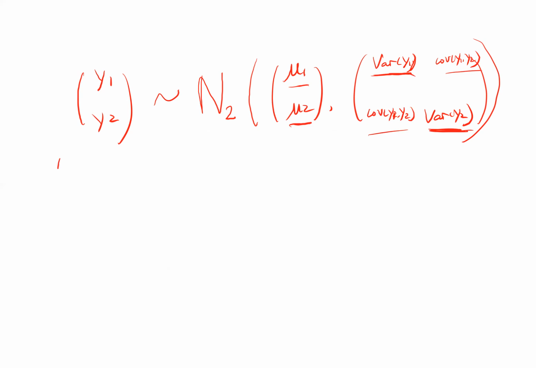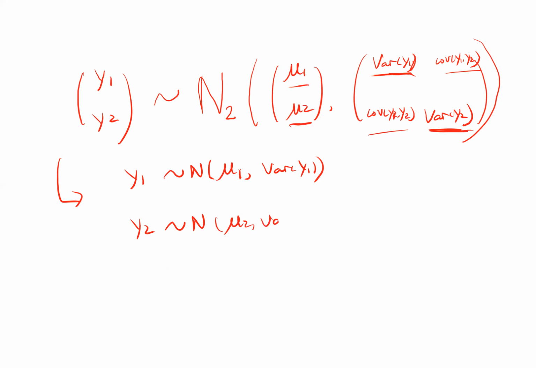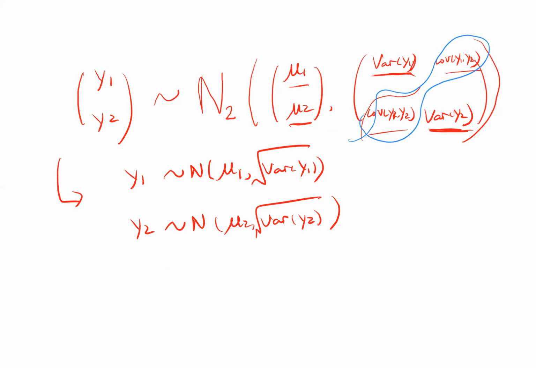From here, you can know that y1 is normal with mean mu1 and variance of y1, and then y2 is normal with mean mu2 and variance of y2. I'm just using this as a standard deviation here. So when you have two variables jointly following a bivariate normal, marginally each of them is a univariate normal. But what we also capture is this off diagonal term. The two terms are identical. They're the covariance between y1 and y2, and the math will work out in terms of the dimension.